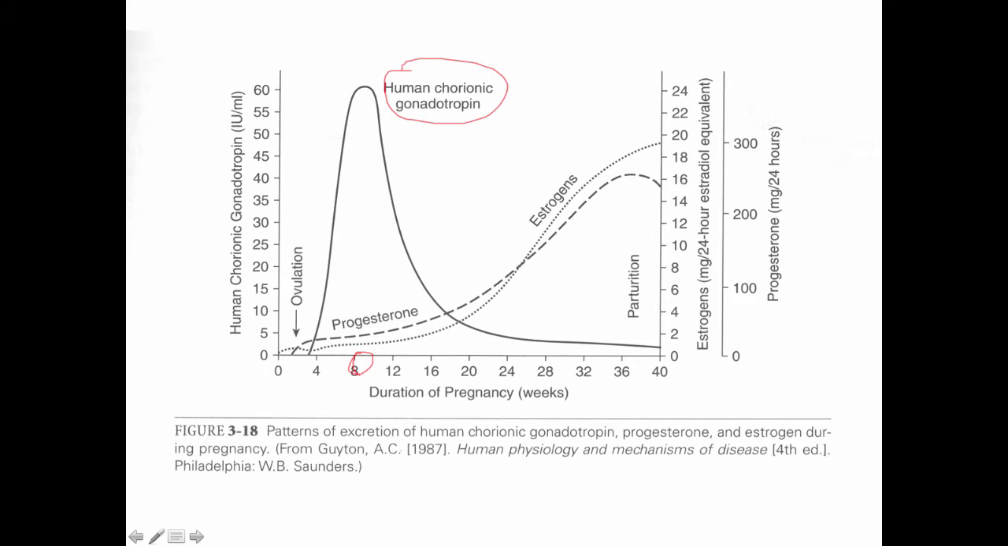Progesterone is really going to be responsible for maintaining this pregnancy. And progesterone is so important for maintaining pregnancy that if you administer a drug that blocks progesterone at any point during pregnancy, you will induce labor and end the pregnancy.